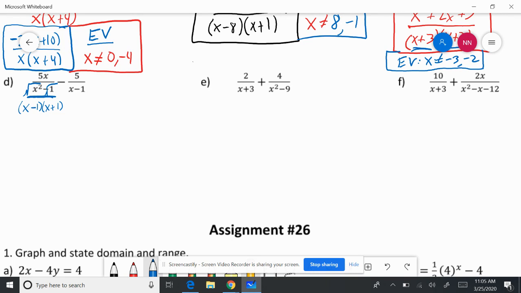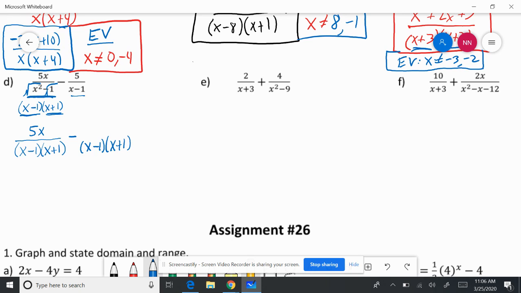So if we're looking closely, we have an x minus 1, we have an x minus 1. This one has an x plus 1. So our common denominator is x minus 1 and x plus 1. So that means for our first term, it already has the x minus 1, x plus 1. So there's nothing to multiply it by. So we're just going to bring down the 5x.